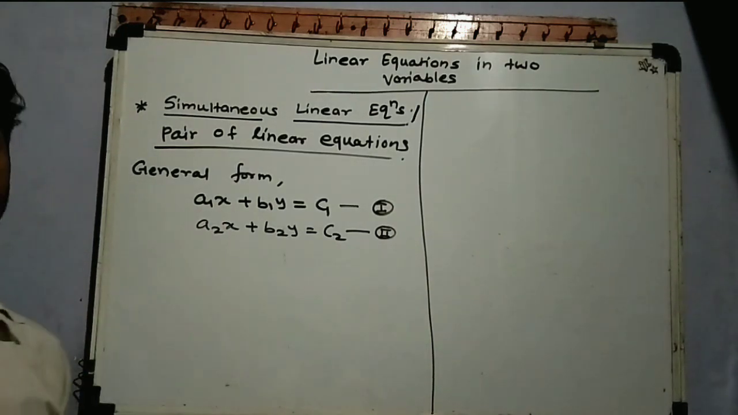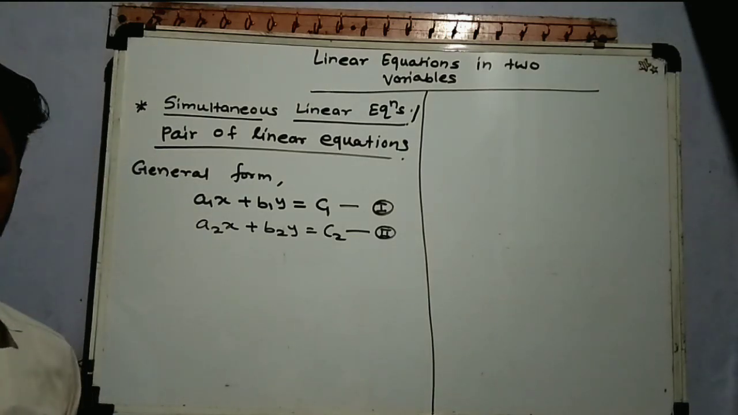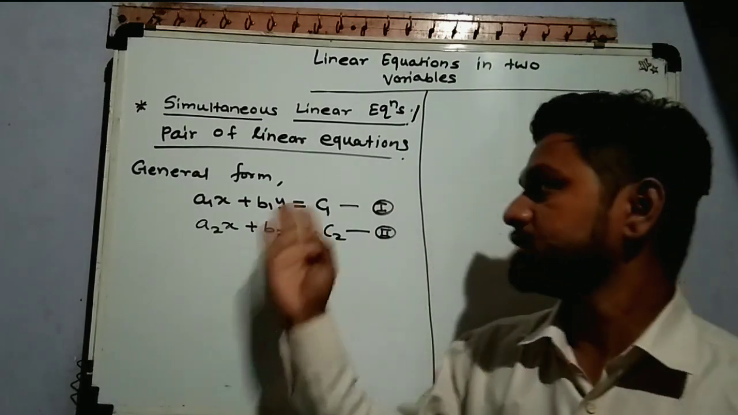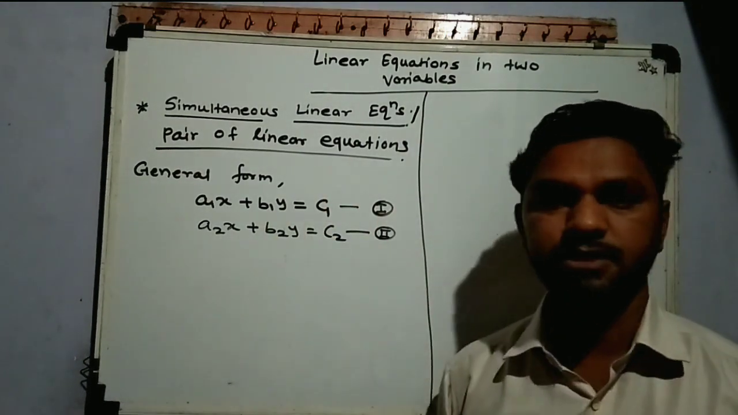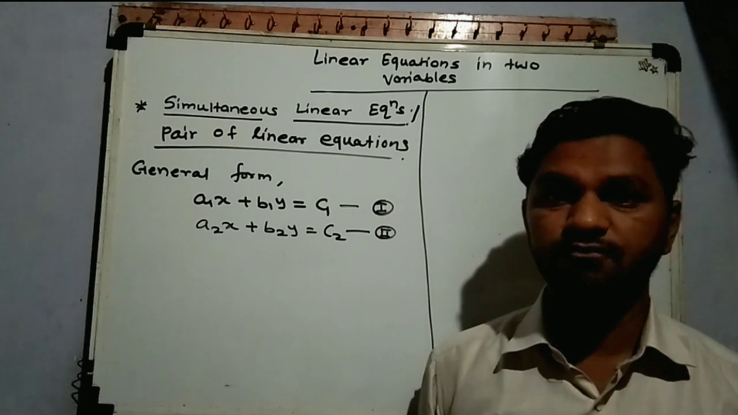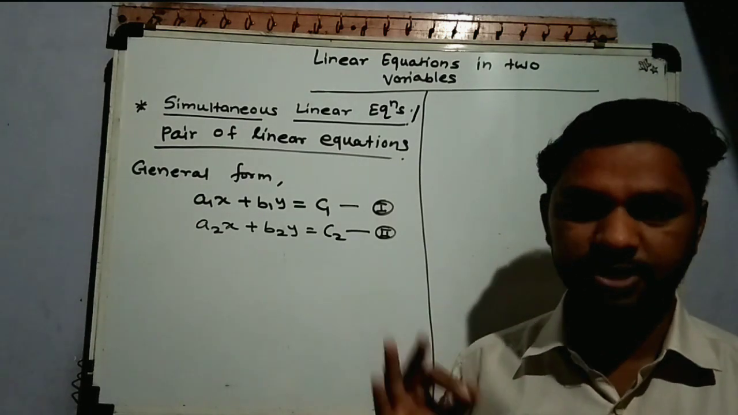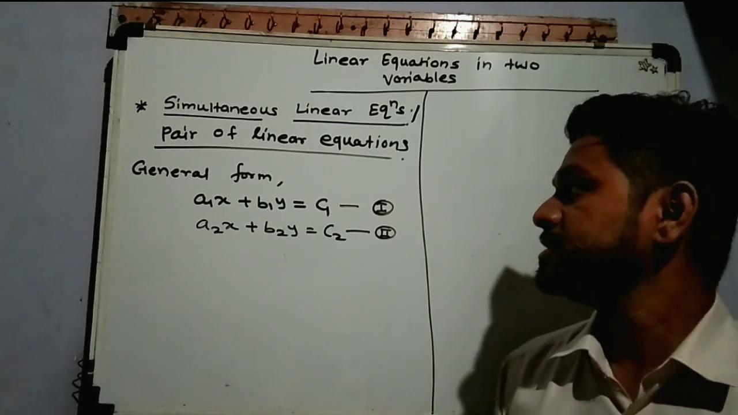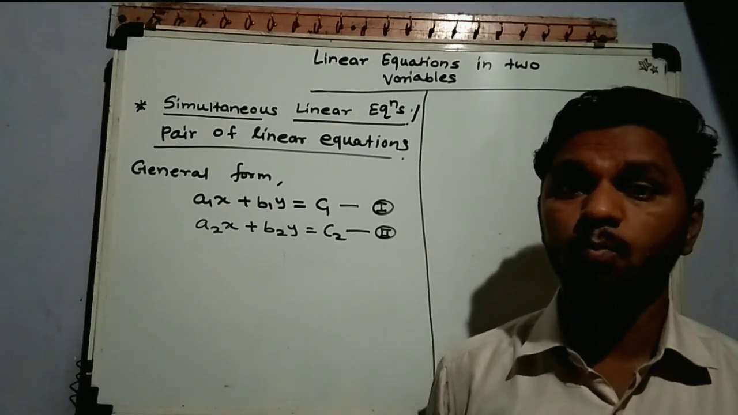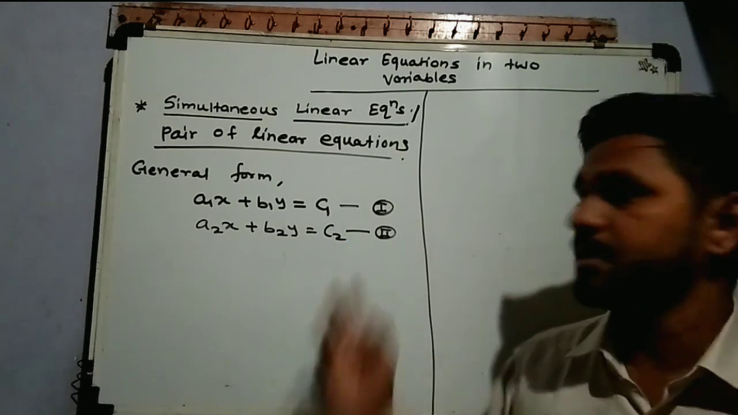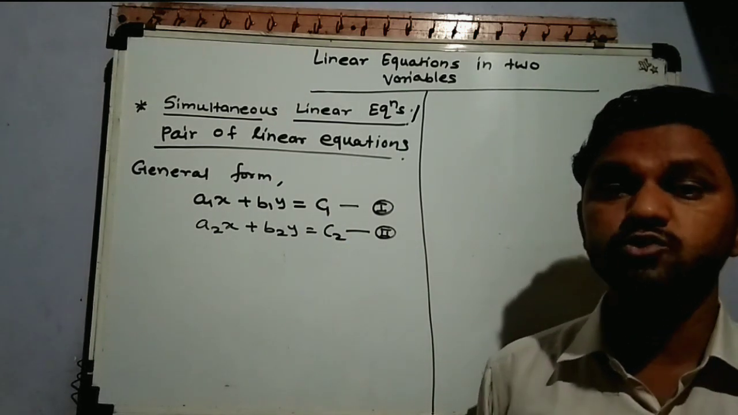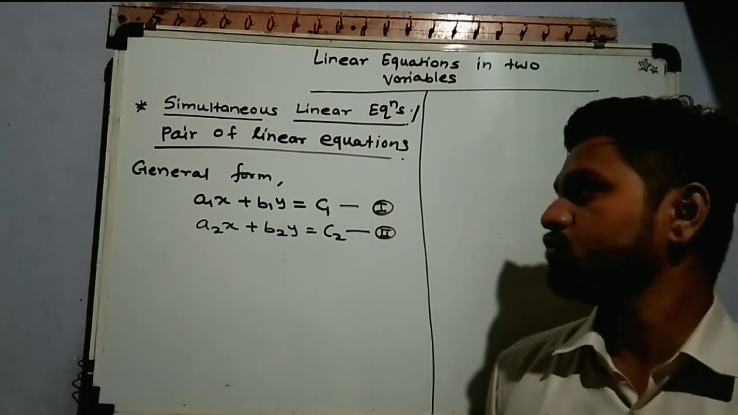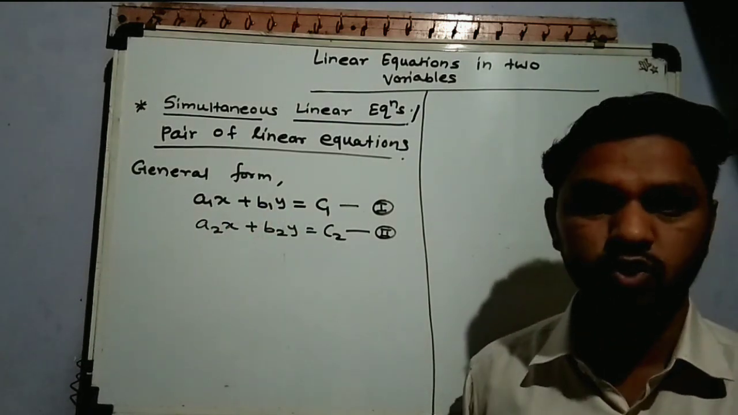Okay, so in our ninth standard we learned two methods for solving such type of simultaneous linear equation. First method is elimination method, and second method is substitution method. But in this standard we have to learn more methods for solving such type of linear equation. To solve linear equation means what? We have to find the values of x and y. Okay, so we have to find the solution of this equation.